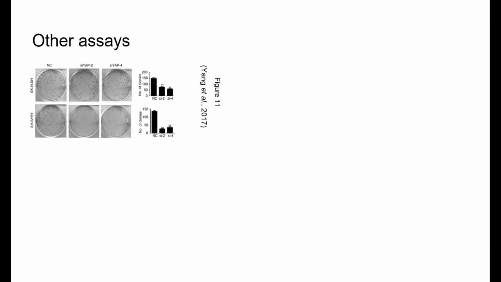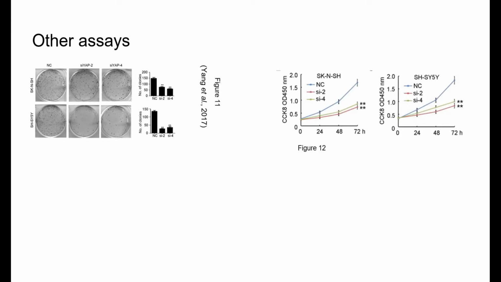We can also look at other assays, for example, this is to observe tumorigenesis. We can use a clonogenic or a colony formation assay. Here they've used a particular technique to silence a gene of interest. They've used siRNA against YAP2 and YAP4, and they've noticed that the colonies in both of these cell lines have reduced.